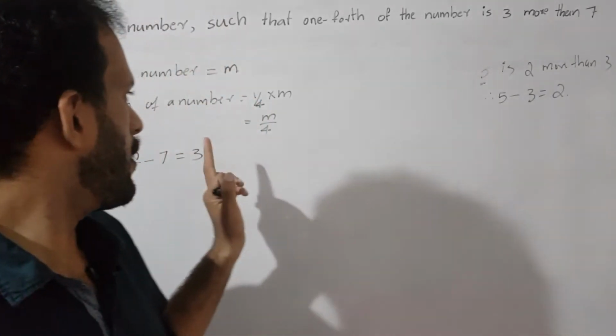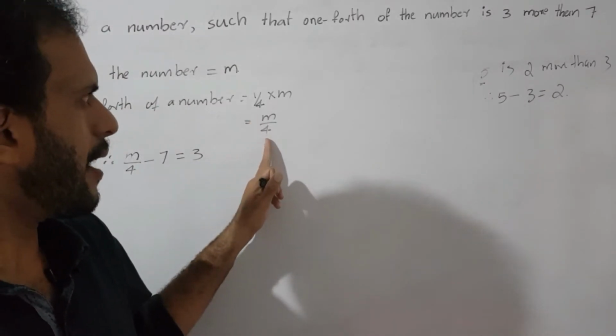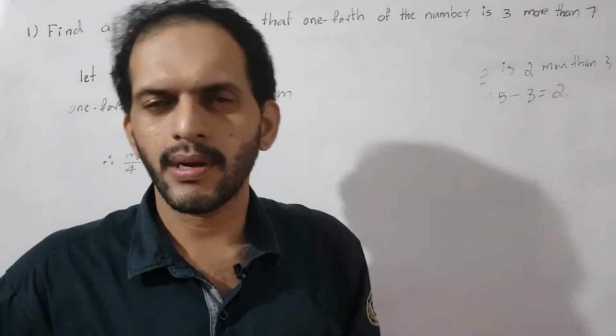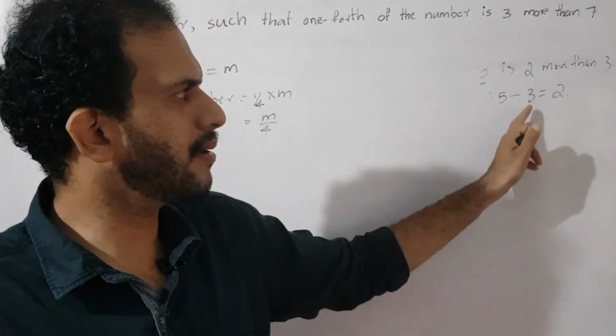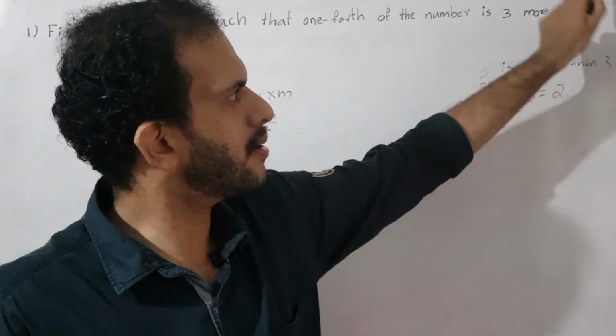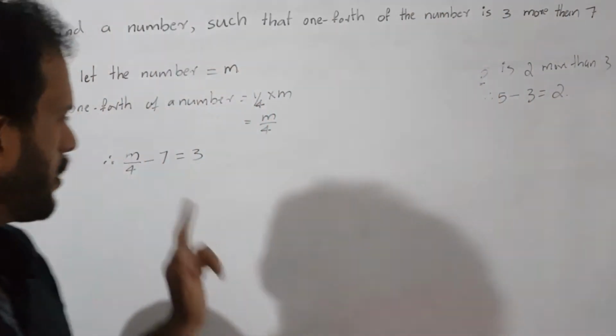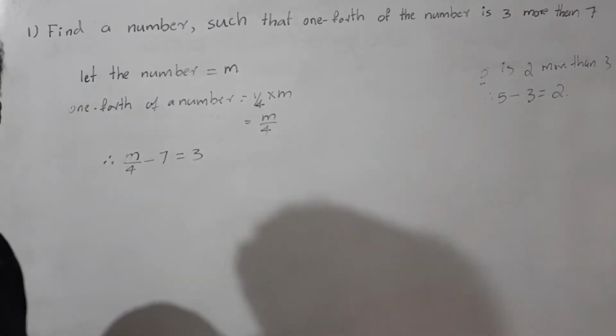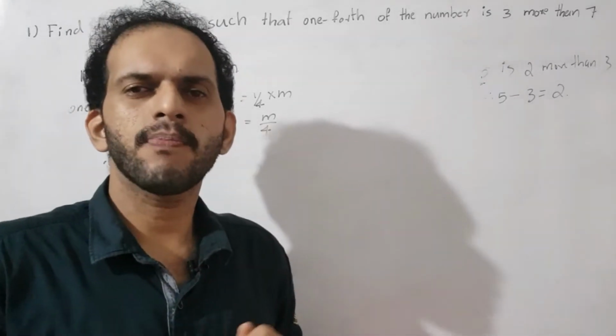Okay, the 1/4 of a number is 3 more than 7. Then how do we form the equation based on this? That is m by 4 minus 7 is equal to 3. That is the equation: m by 4 minus 7 is equal to 3. Then next we transpose one by one. Correct.